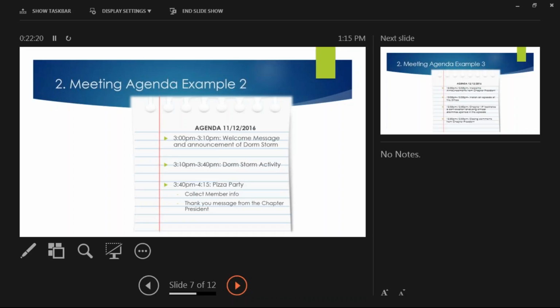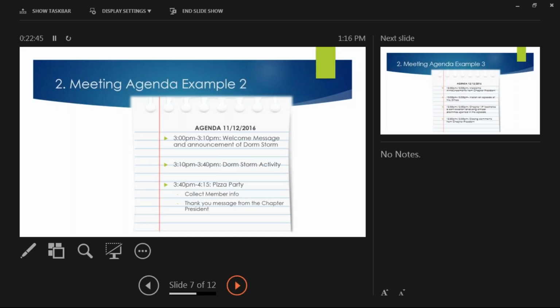And then here you'll see on the second example, we talked about the dorm storm earlier. So for the first 10 minutes, you're walking around the dorms, knocking on people's doors. Then you actually have them come down. They participate in the activity that you have for the evening. Maybe it's a speaker, maybe it's the Four Corners activity, something like that. And then afterwards, they can go ahead and eat the food.